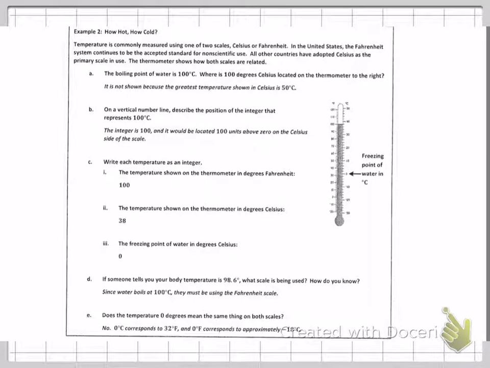Okay, so example 2, our last example, will be how hot and how cold. This is when it has to do with temperatures, and that's when you will see, again, positive and negative situations on here. So I'm reading it from here. The temperature is commonly measured using one of two scales, Celsius or Fahrenheit. In the United States, the Fahrenheit system continues to be the accepted standard for non-scientific use, and all other countries have adopted Celsius as a primary scale in use. So the thermometer shows how both scales are related.